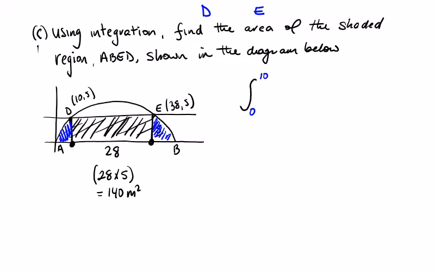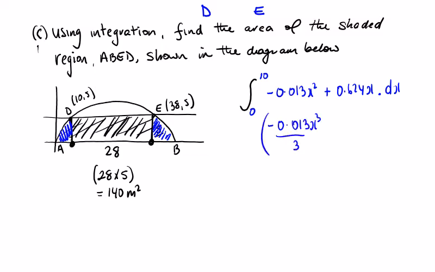So we've got our function minus 0.013x squared plus 0.624x with respect to x dx. So integrate: increase the power by 1 and divide by the new power. So we're going to get minus 0.013x cubed over 3. The 0 value is not going to give us any value here, so we just need to use the 10 plus 0.624x squared over 2 between 10 and 0.